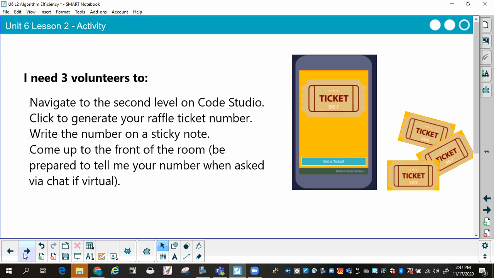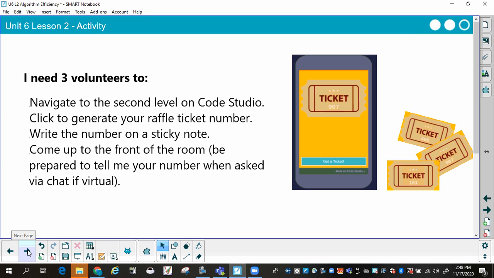Now, I need 3 volunteers in class. And what you'll do is navigate to the second level of Code Studio, Unit 6, Lesson 2, Level 2. And there's a ticket generator. You're going to click to generate your raffle ticket number. Then you're going to write the number on a sticky note or a scrap piece of paper. And if we're in class, you come to the front of the room. If we're virtual, you're going to be prepared to tell me your number when asked. Via virtual, it'll be a chat.